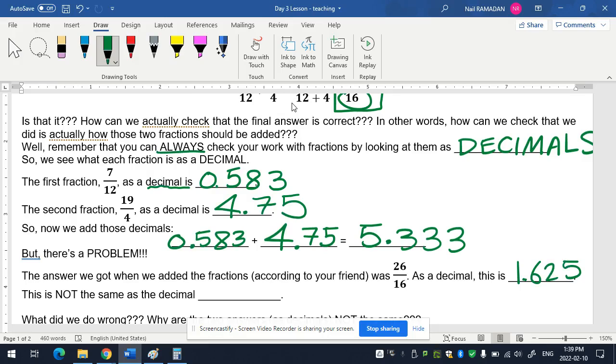That is not the same decimal. I'm going to actually put an X in red. Not the same. So what does that mean? Your friend is wrong. Your friend who tells you, oh, just add the tops and add the bottoms, is completely off. 5.333 is not the same as 1.625. So this is not the same as the decimal 5.333.